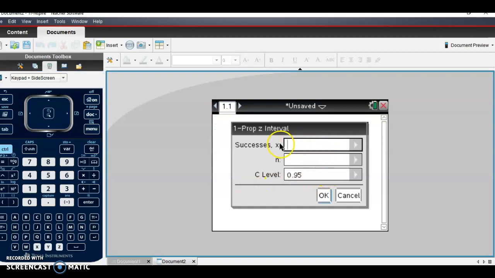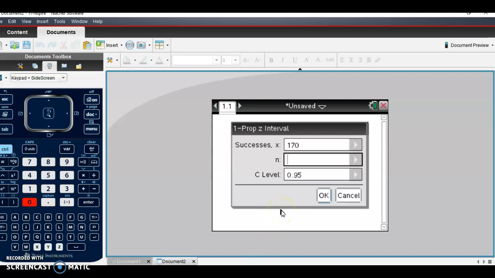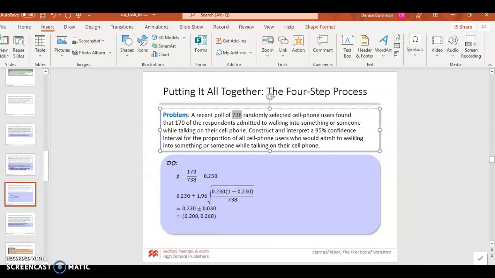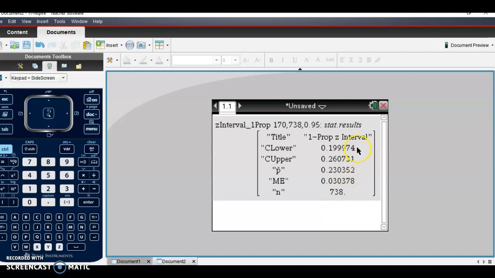And then it asks for successes and your sample size. Let me go back to the problem. Successes were 170, and the sample size was 738. I think it was 95% confidence. Yep, so leave this as 0.95. And here is the interval. Notice it's slightly different than the one in the PowerPoint. That's because of rounding. Notice the calculator here used a lot more decimal places.